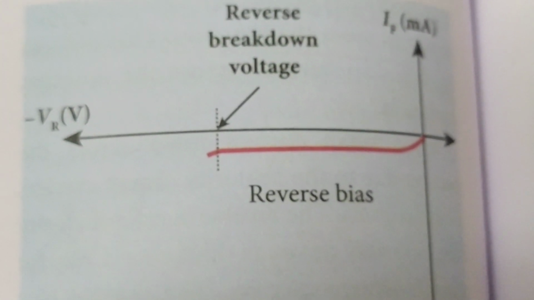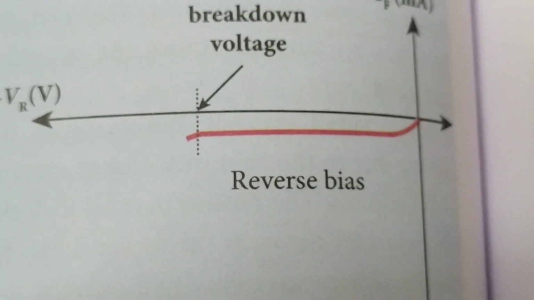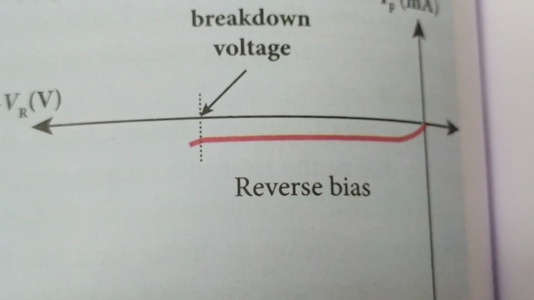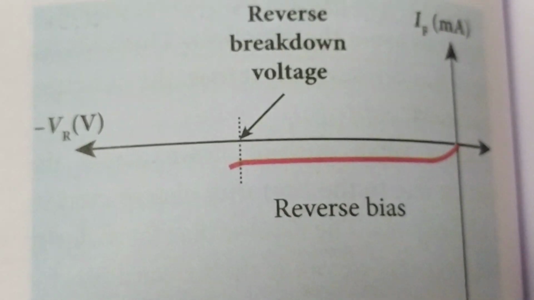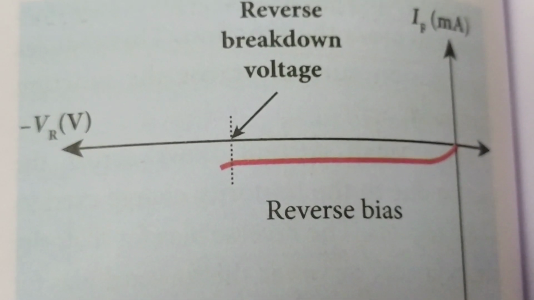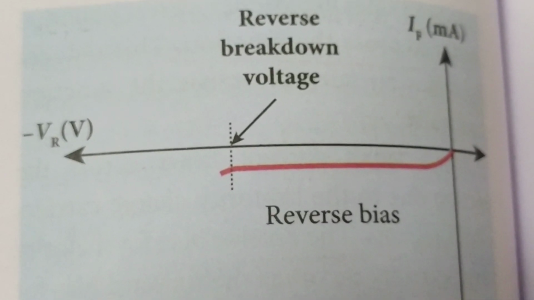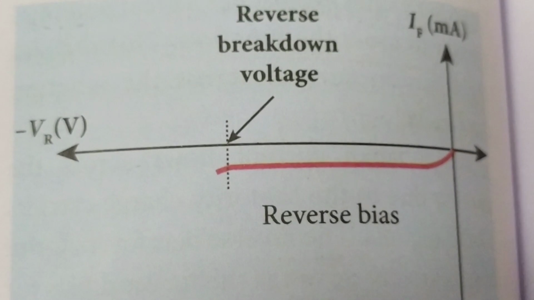When you see the graph in the reverse bias characteristics, you will get the graph in the third quadrant, and this red line shows the saturation current. There is a constant value in the current. This is called the reverse bias current, and it holds up to a certain value, the reverse breakdown voltage. After this reverse breakdown voltage, there will be enormous current in the circuit.